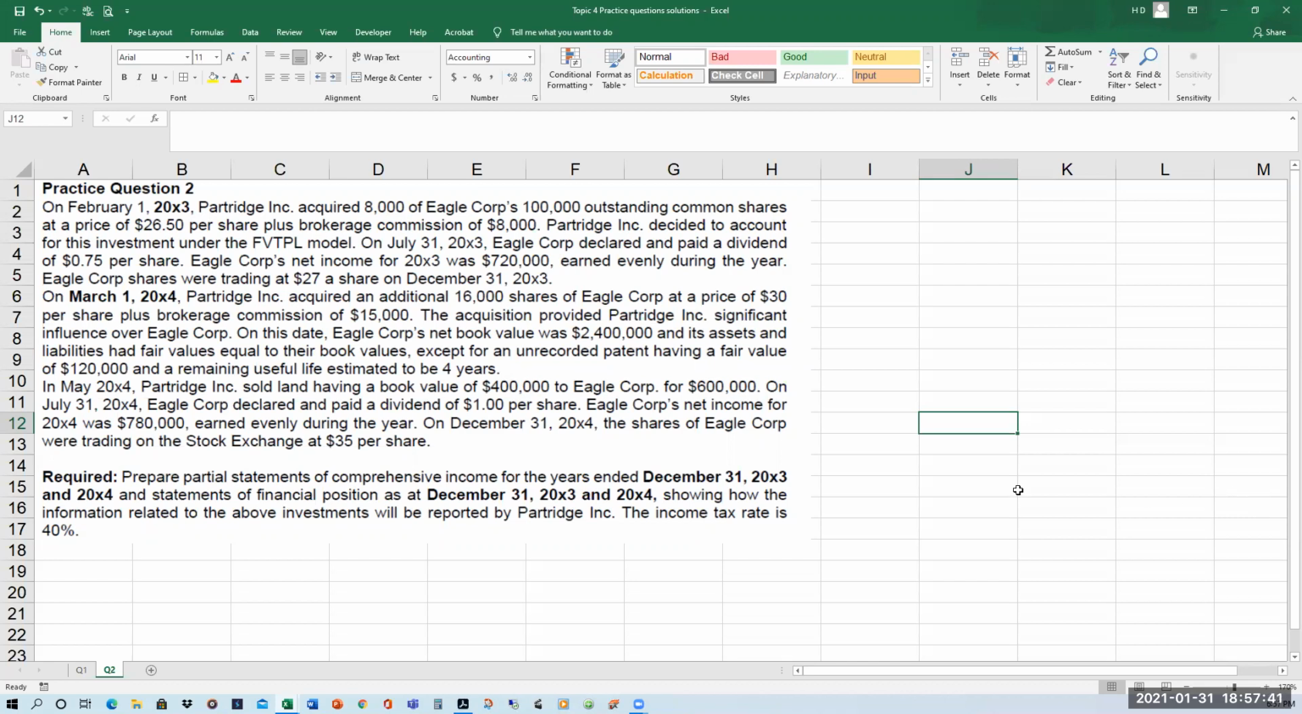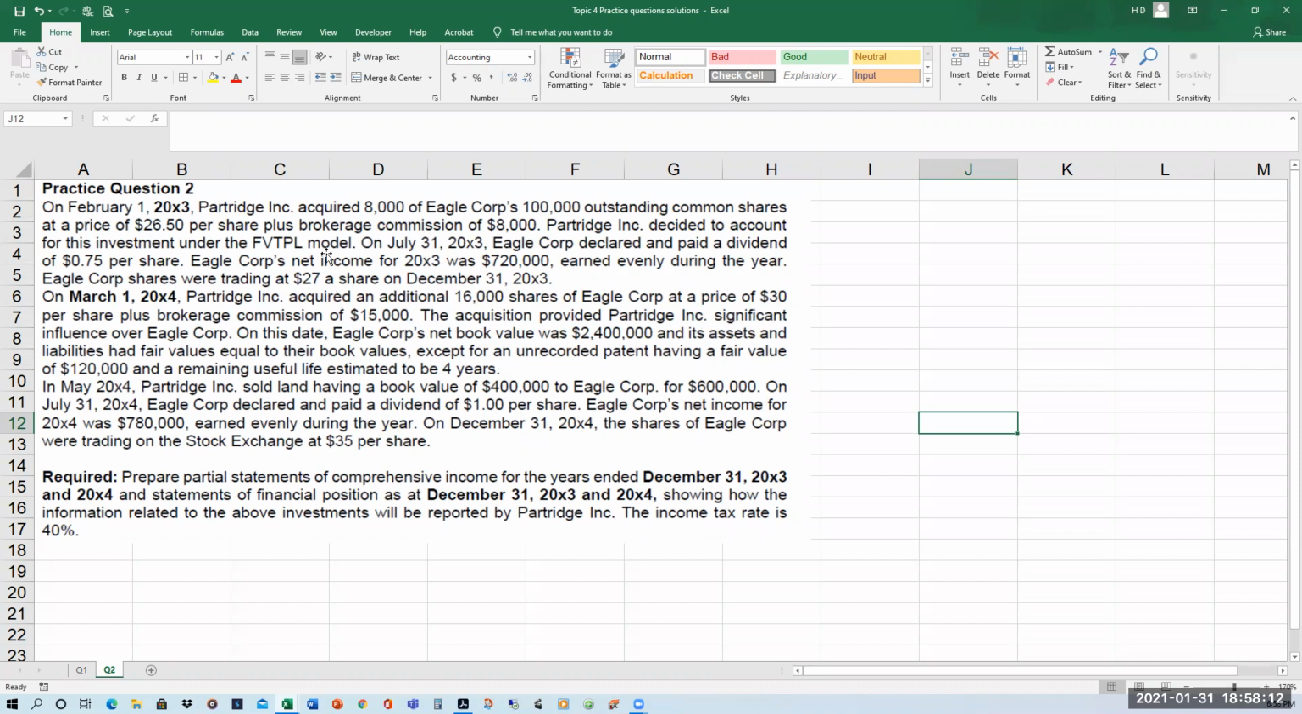This question covers quite a few things here. You have this company initially acquiring 8,000 shares, accounting for the investment under the fair value profit and loss model. And then subsequently next year bought another 16,000 shares, and thus gaining significant influence.